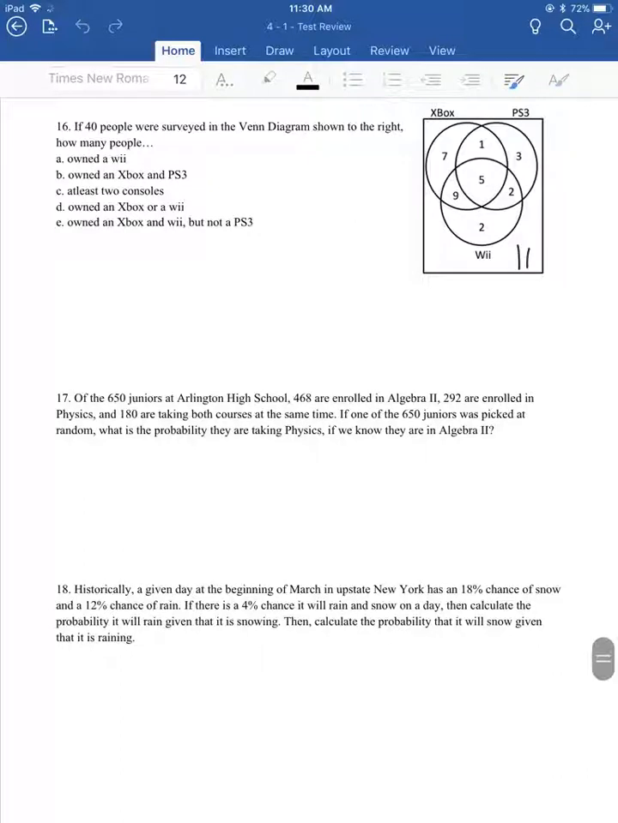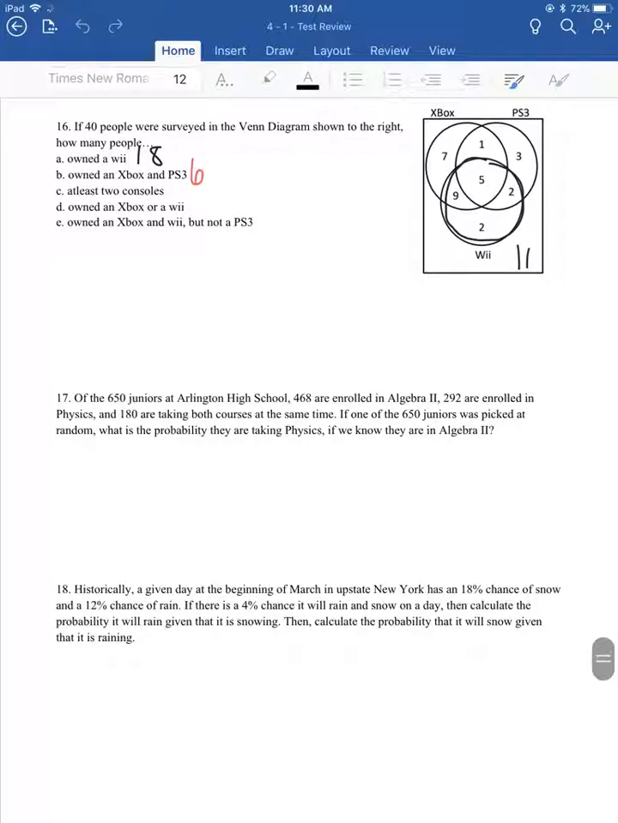So for letter A, how many people owned a Wii? So this is your people that owned a Wii. So you have to add all those numbers together. So you have 9, 5, 4. So this is 18.